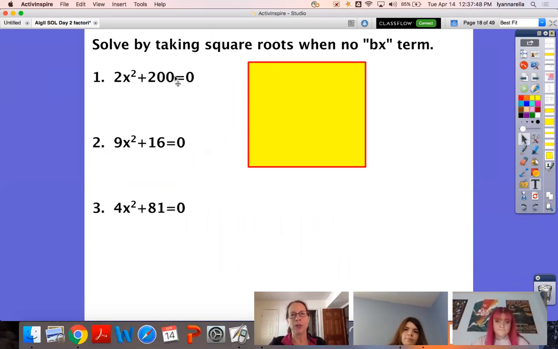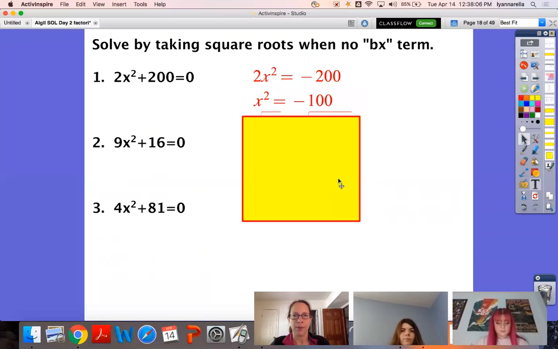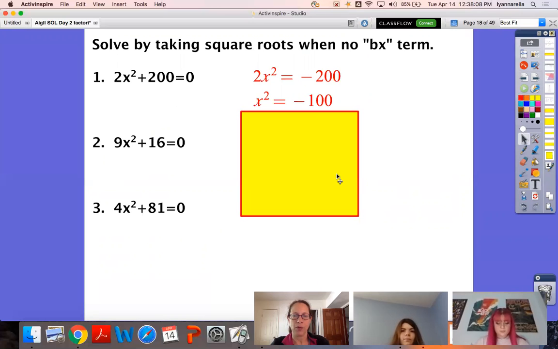And then another way you can solve, if there's no bx term, where it just looks like ax squared plus c and the bx is missing, c is just the constant, you can actually solve this really easily by saying, well, let's move the 200 to the other side. So 2x squared equals -200. Now let's divide both sides by 2. So x squared equals -100.